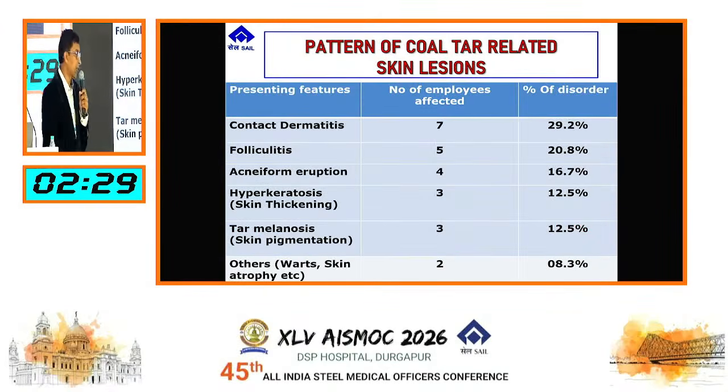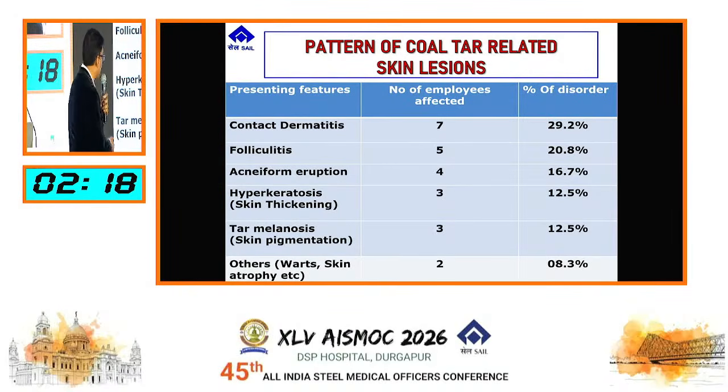Now, this slide shows the pattern of skin lesions due to exposure to coal tar in decreasing order of prevalence. Contact dermatitis was the most prevalent kind of skin lesion due to exposure to coal tar, while warts and skin atrophy were the least. Here, 29.2 plus 20.8 means around 50% of the employees who had skin lesions due to exposure to coal tar either had contact dermatitis or folliculitis. Hyperkeratosis and melanosis were equally distributed at 12.5% each.